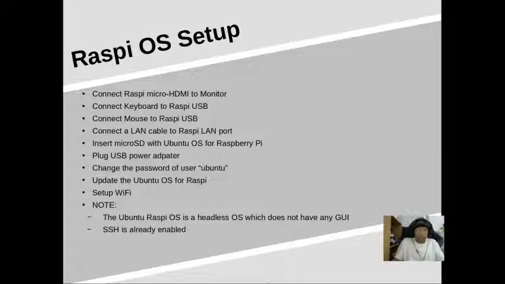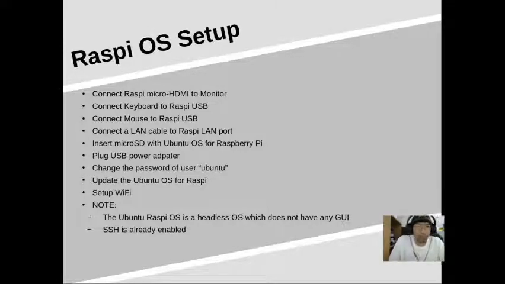The first thing we're going to do is update our Ubuntu OS. To update that, there is a command to initiate an update process. Once the update process is done, we need to reboot our Ubuntu in order to get the updated Ubuntu OS to boot up. After that, we're going to set up the Wi-Fi, but I'm not going to show how we're going to set up the Wi-Fi.